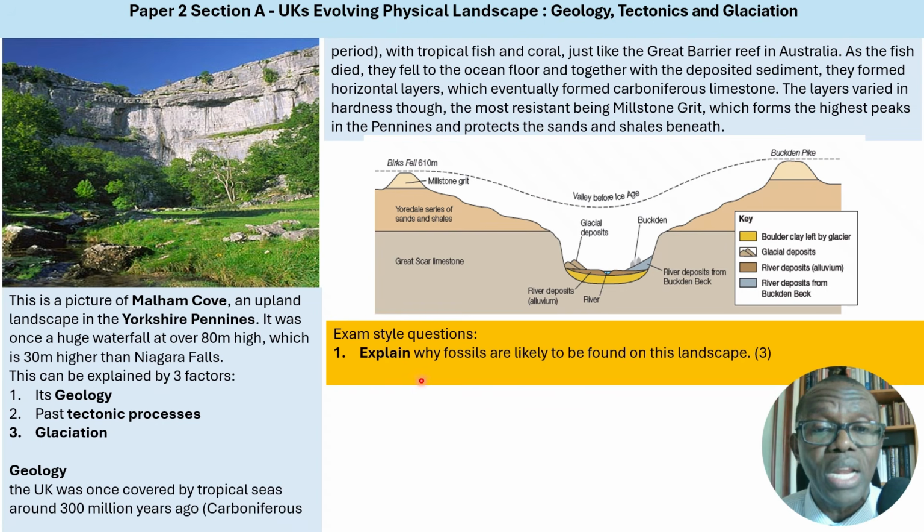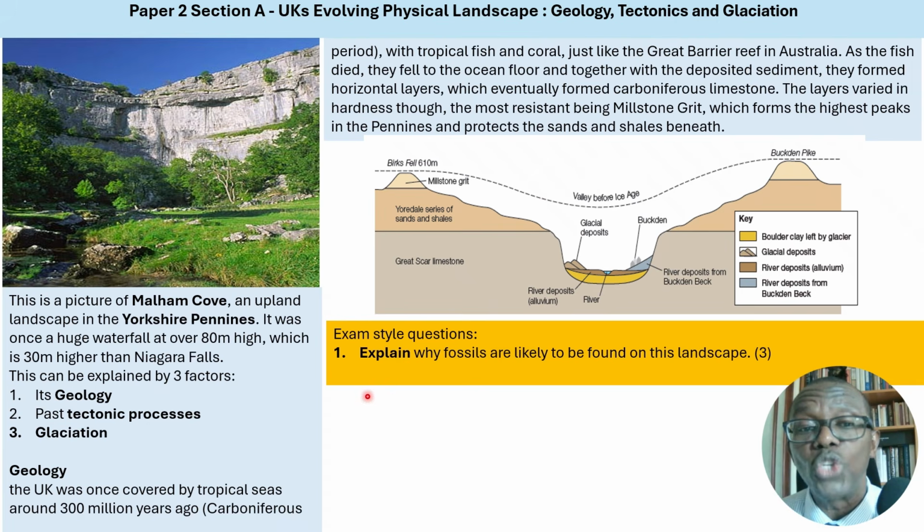So to explain why fossils are likely to be found on this landscape. So you'd be talking about the way the landscape was formed. You'd be talking about that Carboniferous period, around 300 million years ago, which was when the UK was beneath the tropical waters or tropical oceans. And at that time, the sediment accumulated and formed this particular kind of landscape.